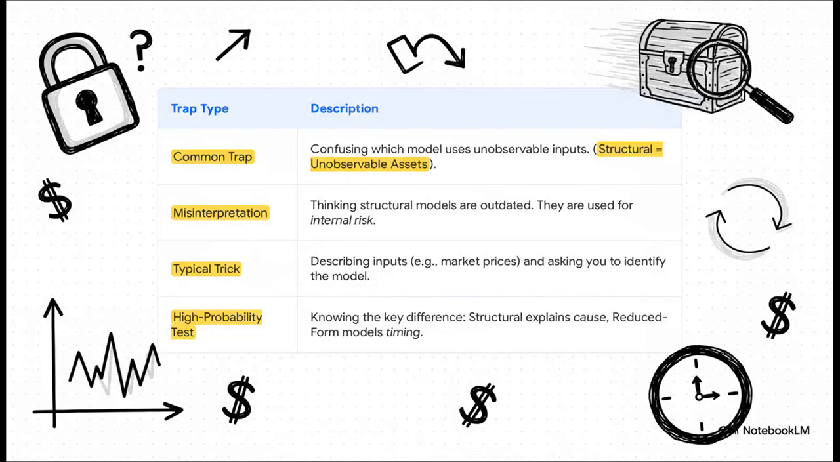Okay, another crucial slide here. The number one trap on the exam is mixing up which model uses which inputs. Just burn this into your brain. Structural models rely on the firm's total asset value, which you can't see, it's unobservable. Reduced form models, on the other hand, use things you can see, like market prices. So if an exam question starts talking about using observable market data to predict defaults, you know right away it has to be a reduced form model.